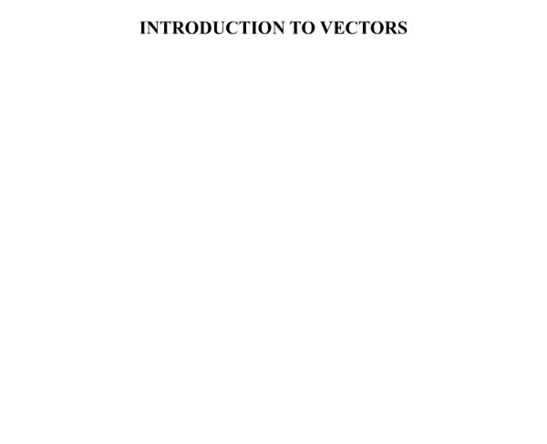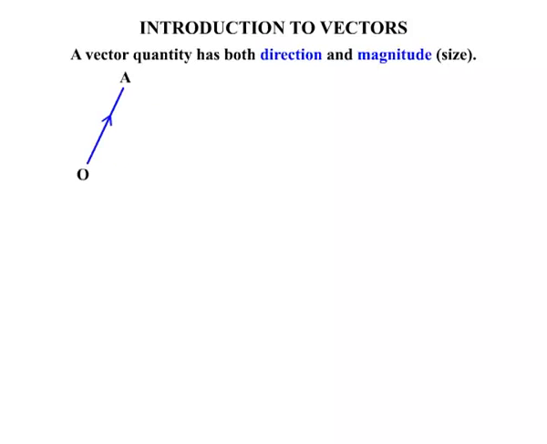Now in this lesson we look at an introduction to vectors. A vector quantity has both direction and magnitude. And when we talk about the magnitude of a vector, we're talking about its size. Let's consider this vector here.